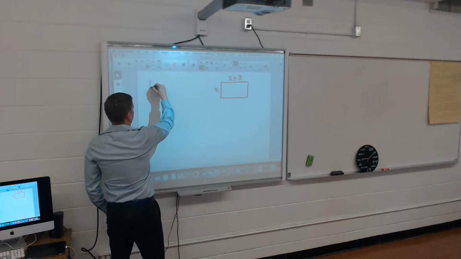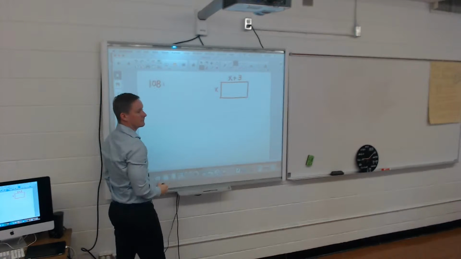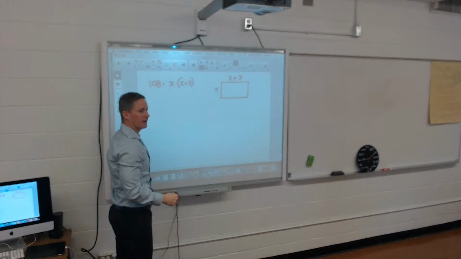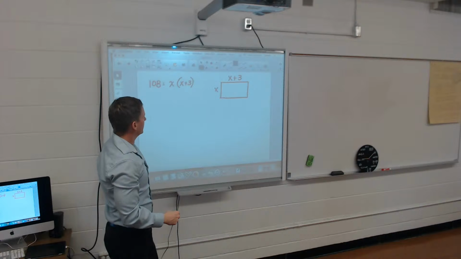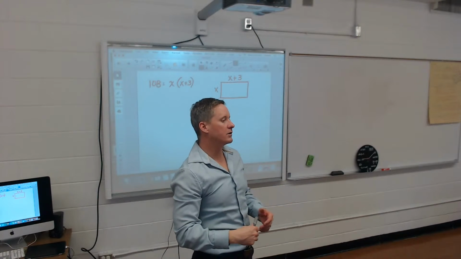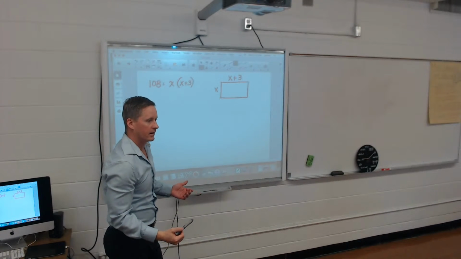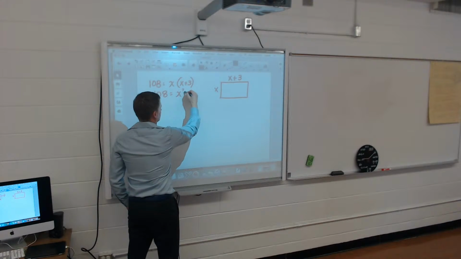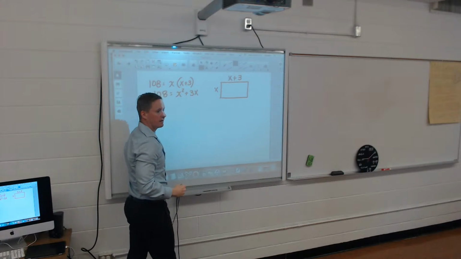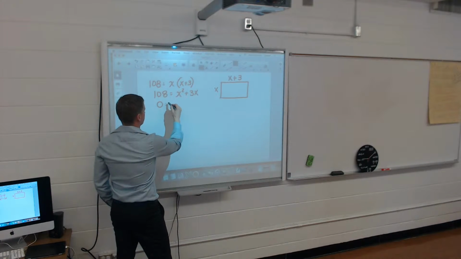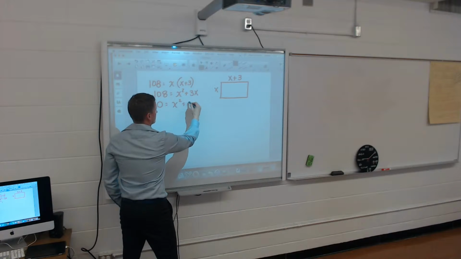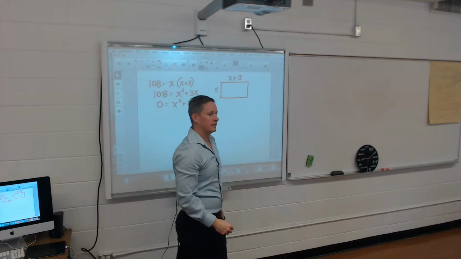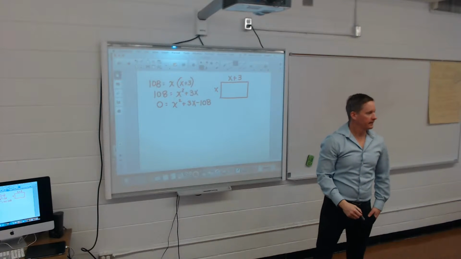And how do I find the area of it? Length times width, so x times x plus 3. Very good. Now, because I'm using quadratics, I always want to get it equal to 0. So I'm going to first of all distribute. And then how do I get it equal to 0? Subtract 108. Okay, that makes sense now. I was just getting confused with the area thing, but that makes sense.